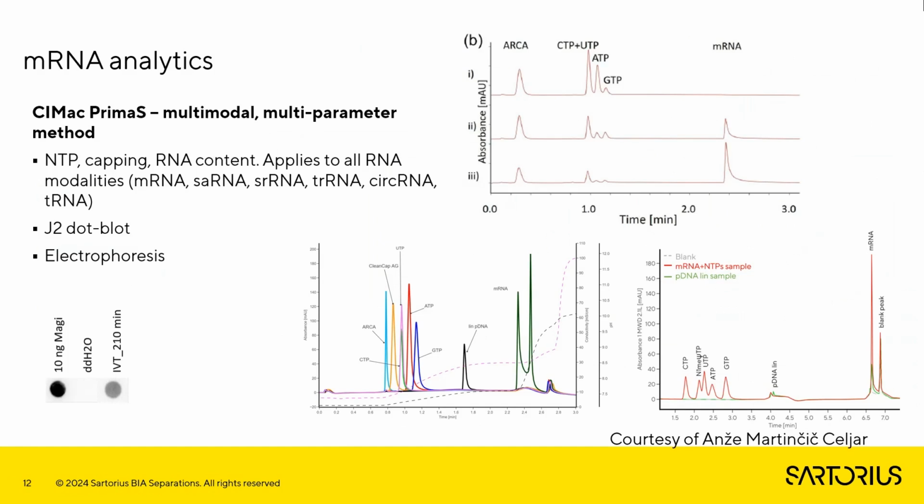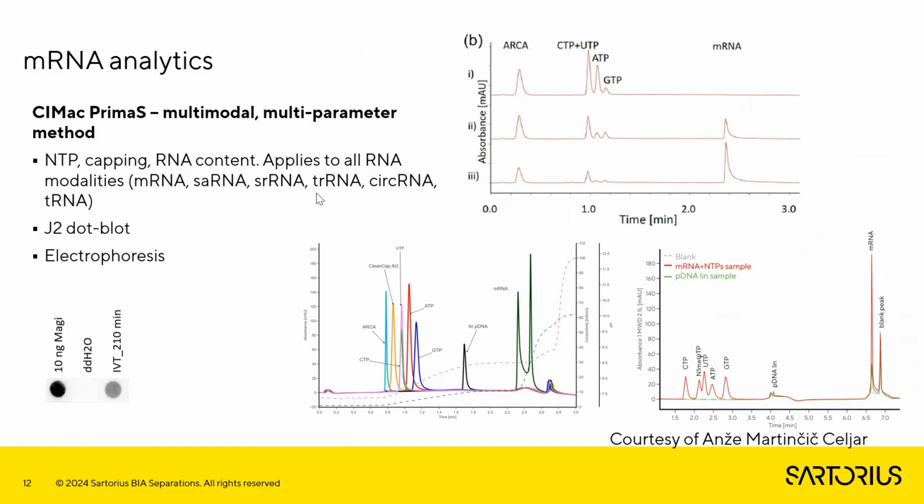So how do we monitor this reaction? Well, we use traditionally immunoblotting to control double-stranded RNA. This is a J2 dot blot shown here at the bottom left. Typically, we've used electrophoresis, so electropherograms, agarose gels, and so forth, to measure the size and the integrity of RNA. But more and more, we use chromatographic analytics to give us better and faster insight into what goes on first in the IVT reaction and then in all of the downstream steps.